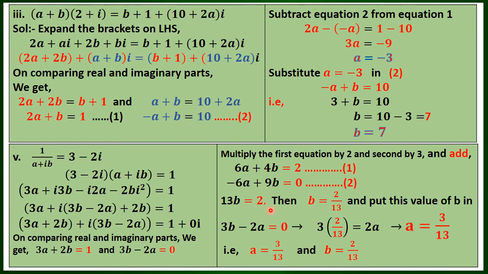Then 13b is equal to 2 means b is equal to 2 upon 13, and put this value in any of the equations. I took the second equation here, 3b minus 2a is equal to 0. So 3b minus 2a is equal to 0 implies 3 into b, which is 2 upon 13. So 3 into 2 is 6, 6 upon 13 is equal to 2a. 2 will come below, that is in the denominator, then cancelled. So 3 upon 13 is the value of a.